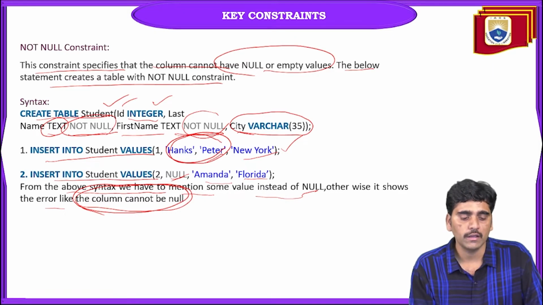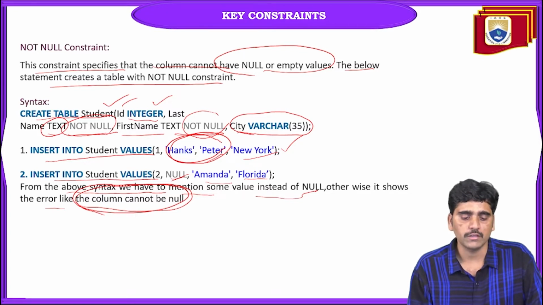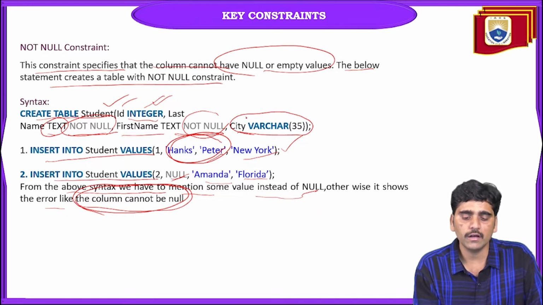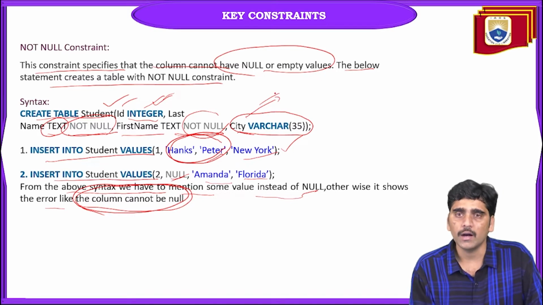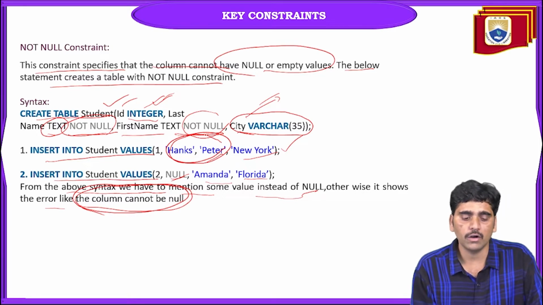So that's why that column should not have empty values, or could not have the column be null. Right? It should have some value. At the same time, if you are specifying not null to the ID also, not null to the city also, that means indirectly you are applying the not null constraint to all the columns.